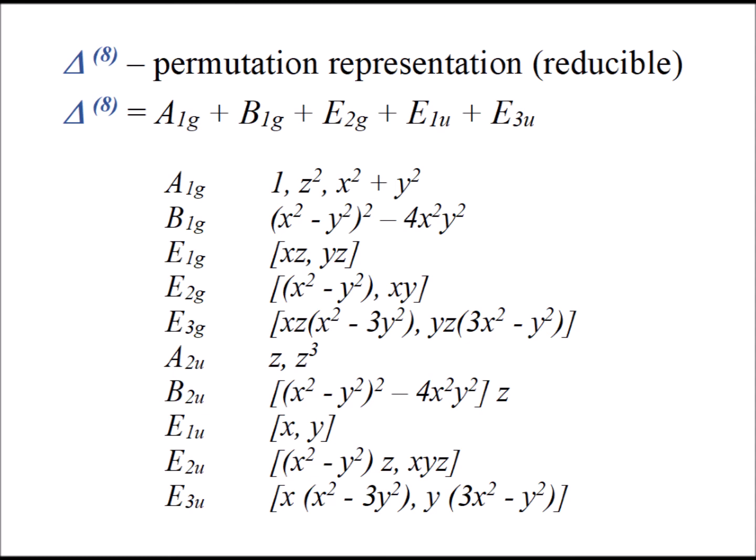And by that reduction, we get that it can be broken down into A1G plus B1G plus E2G plus E1U plus E3U. And remembering that we count the E doubly degenerate representations twice, we see that we've broken it down into 8 irreducible representations by dimension.